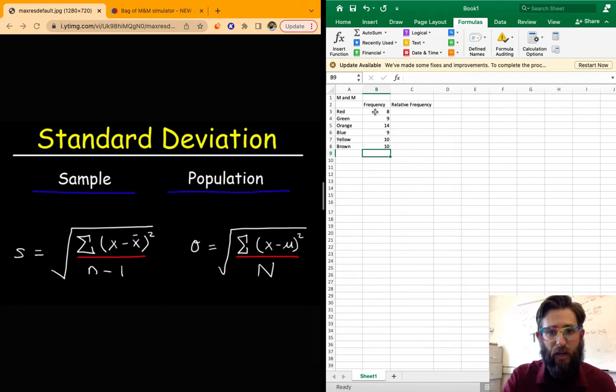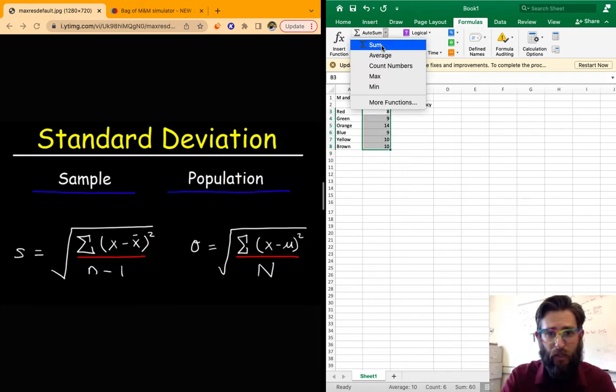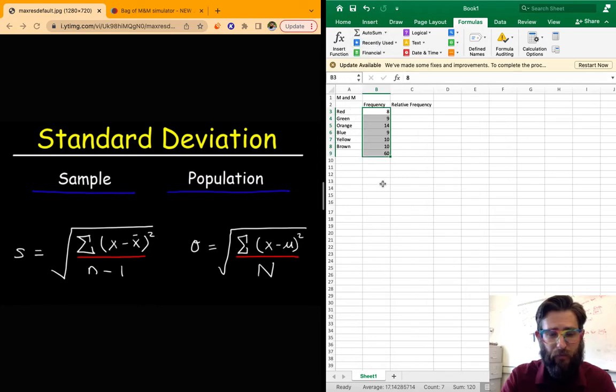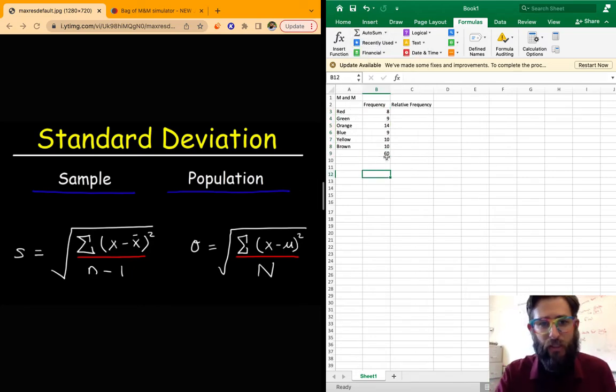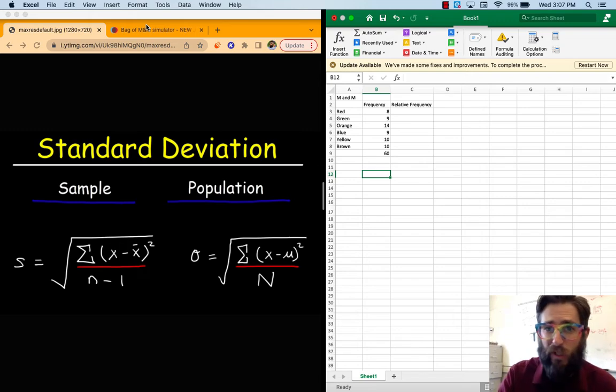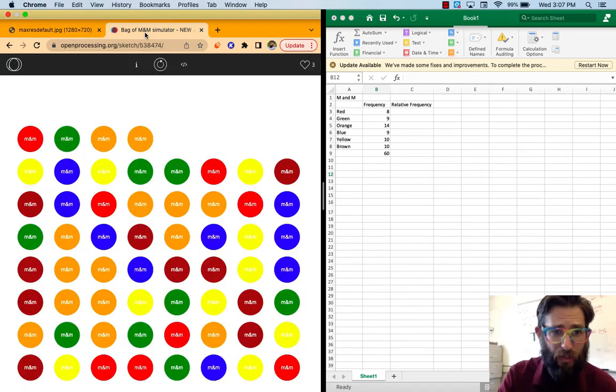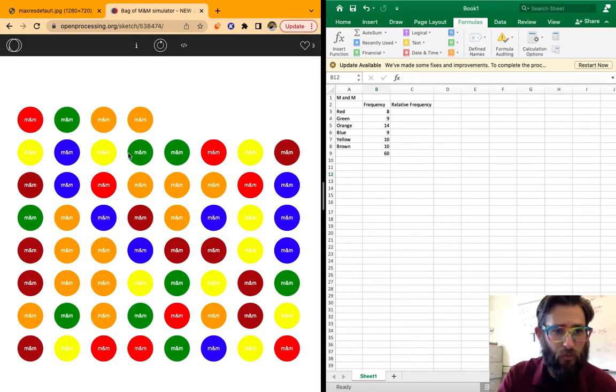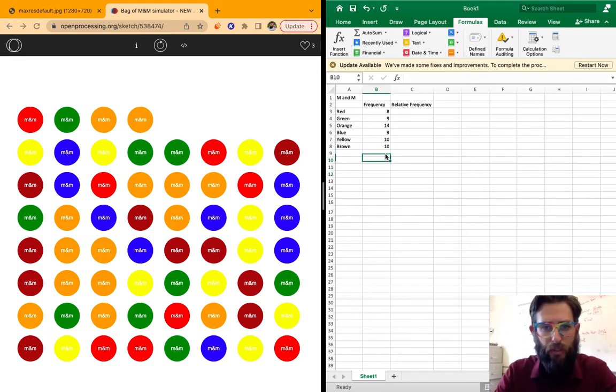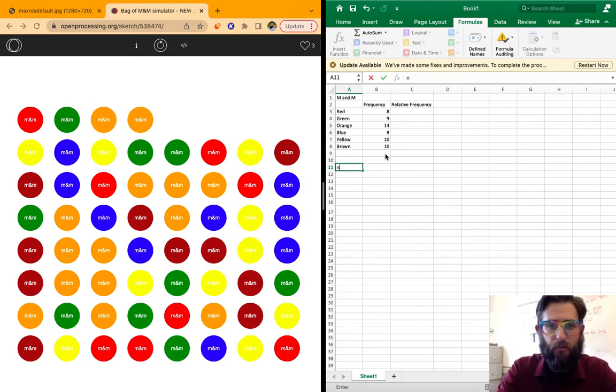Now if I wanted to find out the total number of elements in the set, I could do that by highlighting all the cells and clicking sum. That tells me that there are 60 M&Ms in this data set. We can check our work here to make sure that we added them up correctly. 1, 2, 3, 4, 5, 6, 7, 8. 1, 2, 3, 4, 5, 6, 7. 7 times 8 is 56, plus 4 is 60. Makes sense. So we know in this case our n is 60.